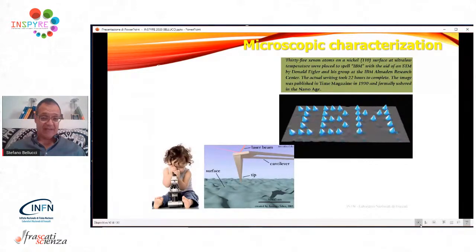A powerful instrument at the time, totally new, developed by this group. On the bottom, you see near the kid who's observing with a standard optical microscope, which of course is not an electron microscope, is not enough to observe nanoparticles. I put it here just for fun.